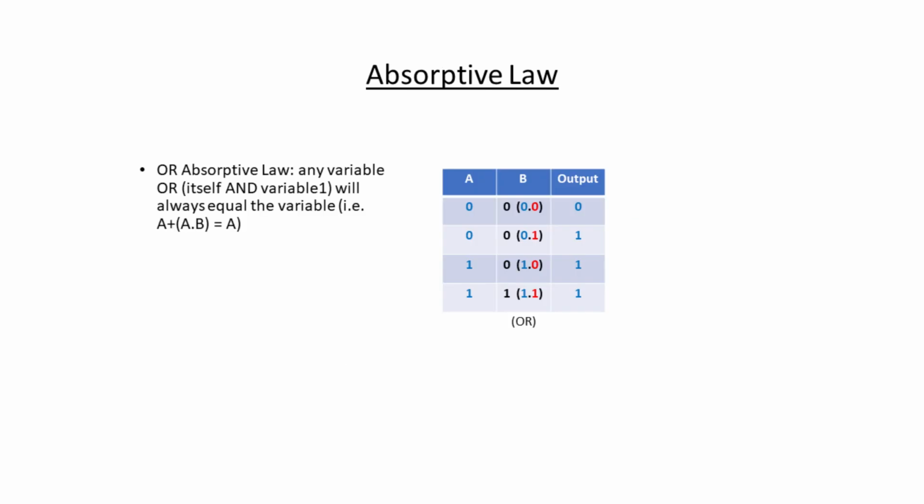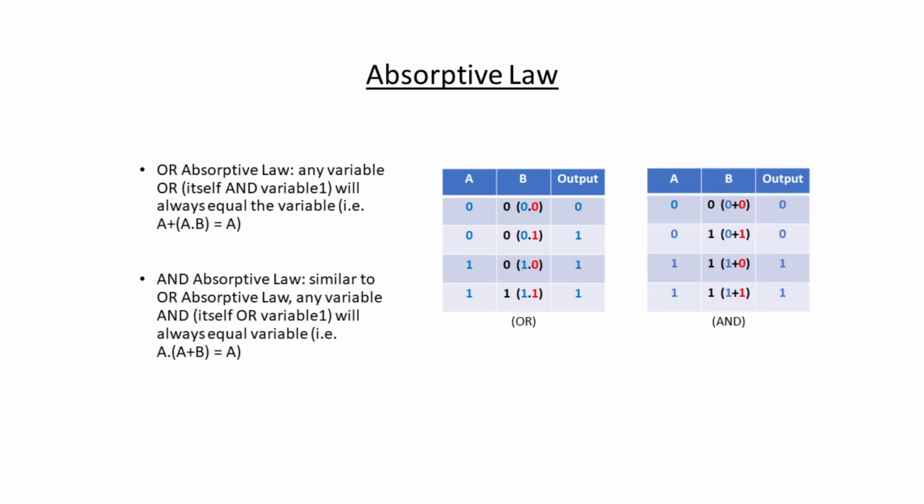The OR absorptive law states that A, or A and B, in brackets, is equal to A. The AND absorptive law states that A and A or B, in brackets, is also equal to A.